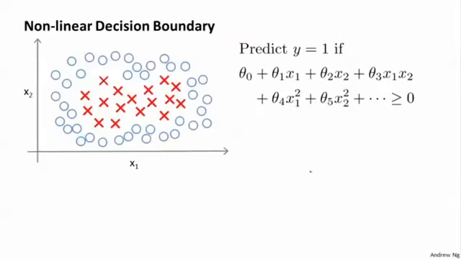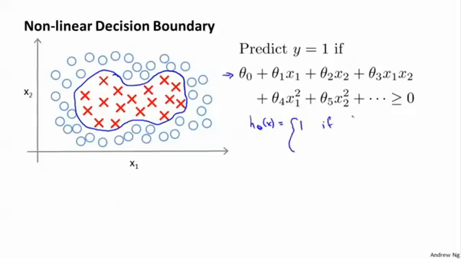If you have a training set that looks like this, and you want to find a nonlinear decision boundary to distinguish the positive and negative examples, maybe a decision boundary that looks like that. One way to do so is to come up with a set of complex polynomial features, right? So a set of features that looks like this, so that you end up with a hypothesis that predicts 1 if theta 0 plus theta 1 x1 plus ... all those polynomial features is greater than 0, and predicts 0 otherwise.